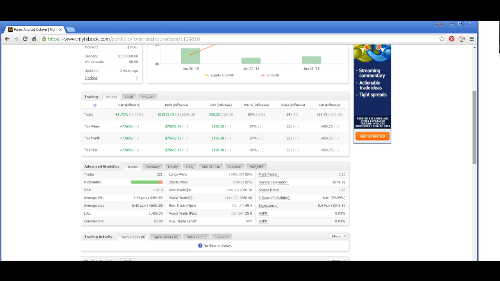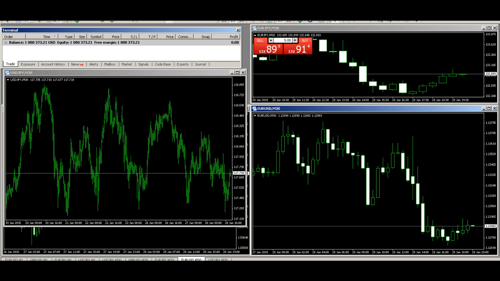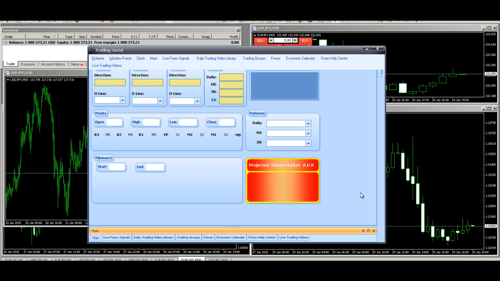But before you go into the whole advanced stuff, I need to make sure you actually understand the basics of what we're doing, because the worst thing you can do is use a system that you don't understand how it works. That's where you don't want to go. So let's go ahead and open up our charts, and we're going to load Octave.